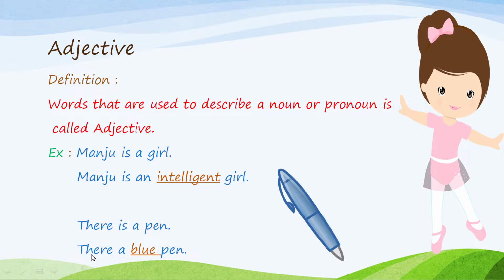When I say there is a pen, it is a simple statement and it is not describing the pen. But when I say there is a blue pen, I am giving a brief description about the pen, that the pen is of blue color. So what is an adjective? Adjective is a word that is used to describe a noun or a pronoun. Here the words intelligent, blue are used as adjective.